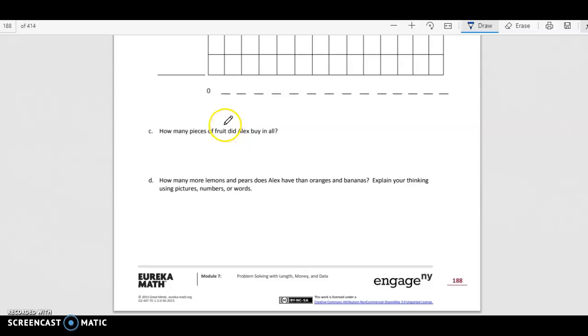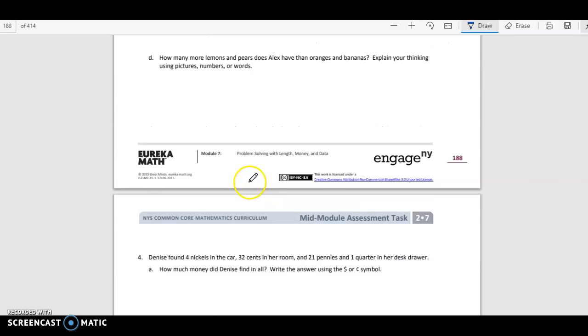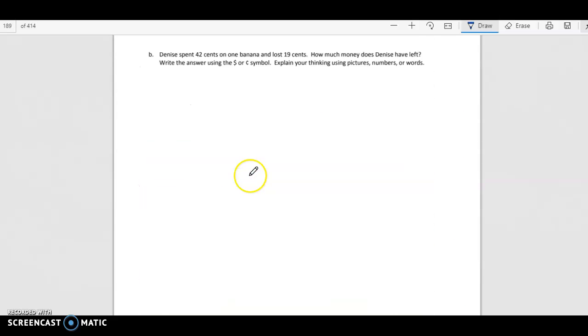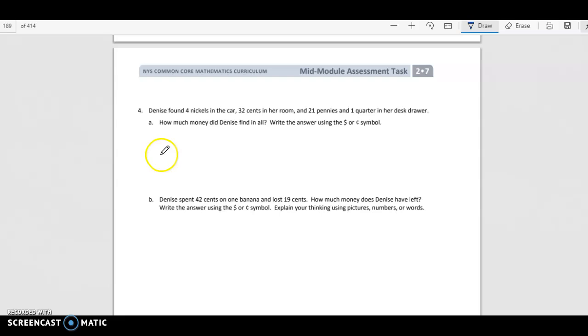How many pieces of fruit did Alex buy in all? And how many more lemons and pears does Alex have than oranges and bananas? Explain your thinking using pictures, numbers, or words. And then the last question is 4. Denise found 4 nickels in the car, 32 cents in her room, and 21 pennies and 1 quarter in her desk drawer. How much money did Denise find in all?